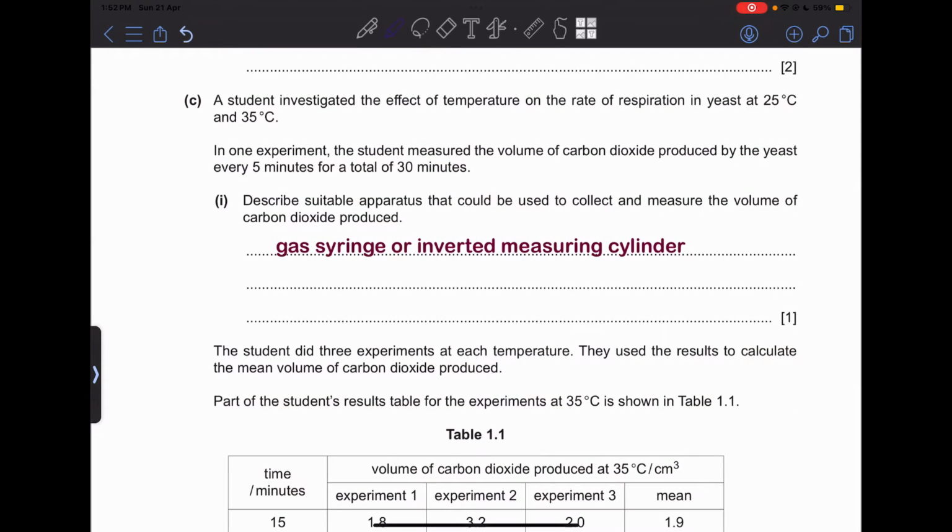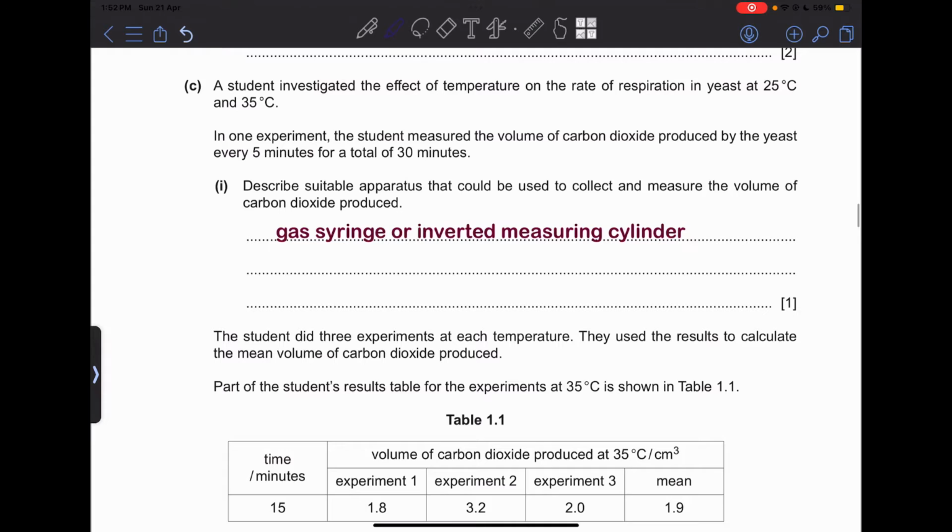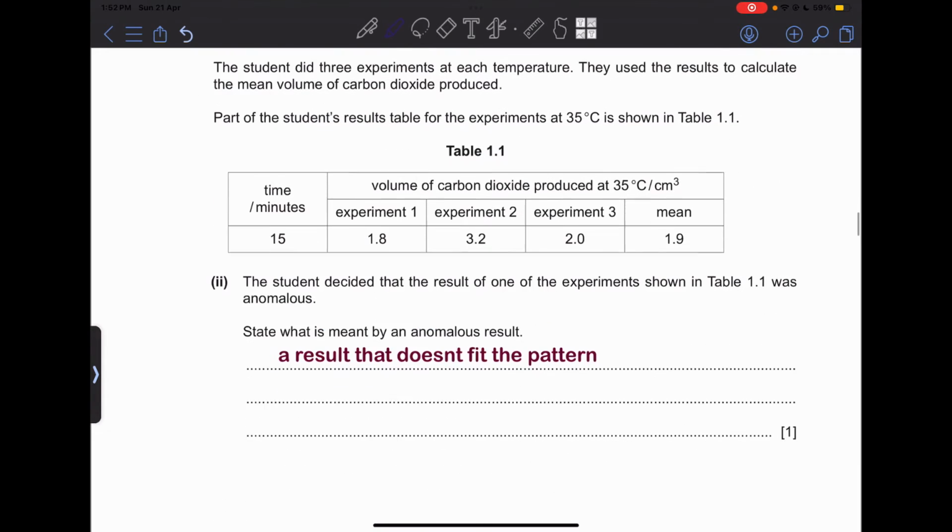C says a student investigated the effect of temperature on the rate of respiration in yeast at 25 degrees and 35 degrees. In one experiment, the student measured the volume of carbon dioxide produced by the yeast every 5 minutes for a total of 30 minutes. Describe suitable apparatus that can be used to collect and measure the volume of carbon dioxide produced. Of course, you can use a gas syringe or an inverted measuring cylinder. Any of these will be correct.